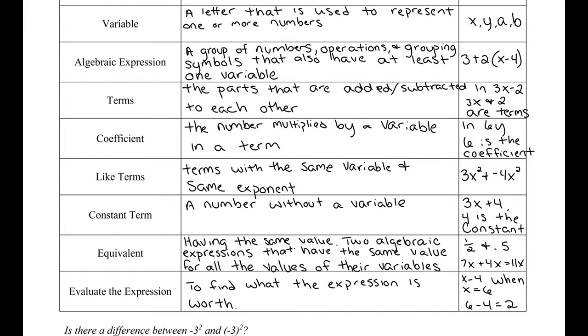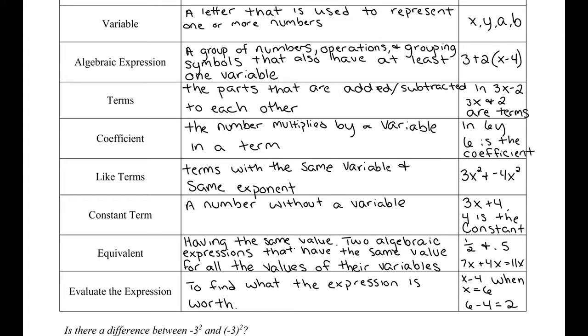On the last page of the notes, we're looking at some more definitions and some more examples. The first is for a variable. A variable is a letter that is used to represent one or more numbers. Most often you'll see X, Y, A, or B, but it could be any letter.